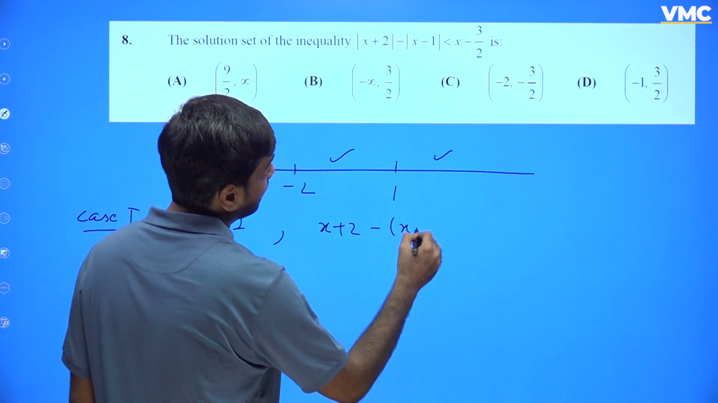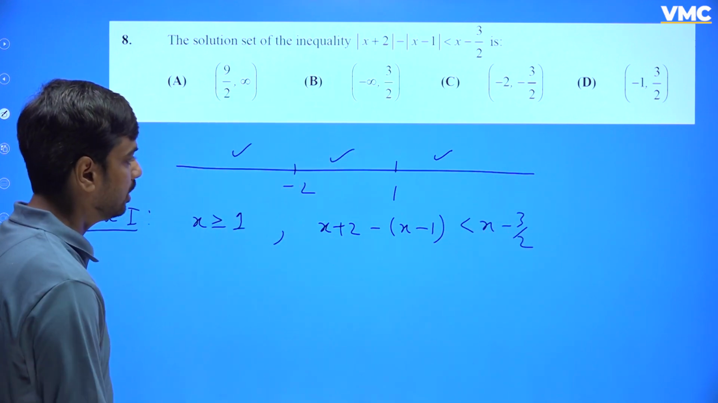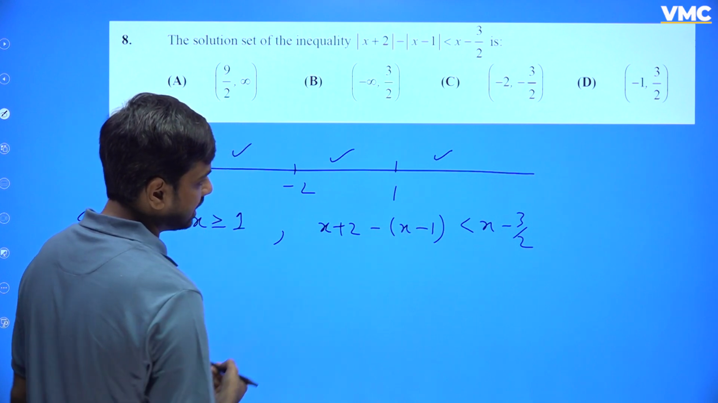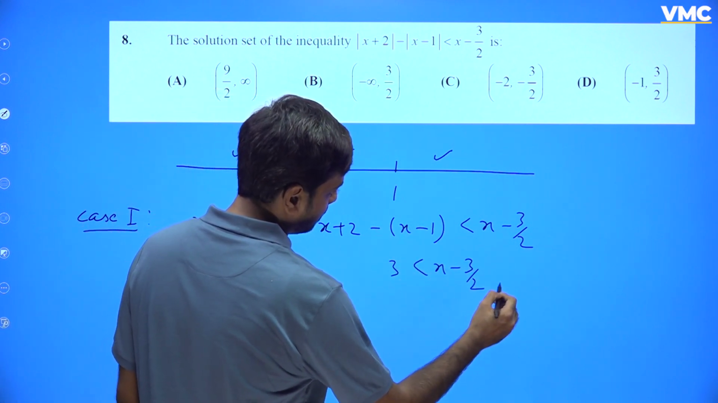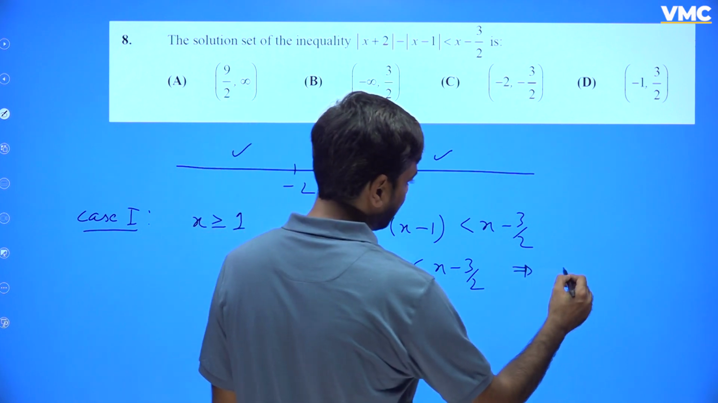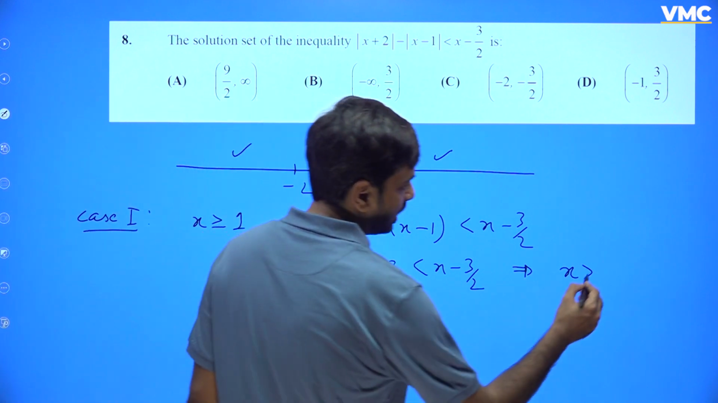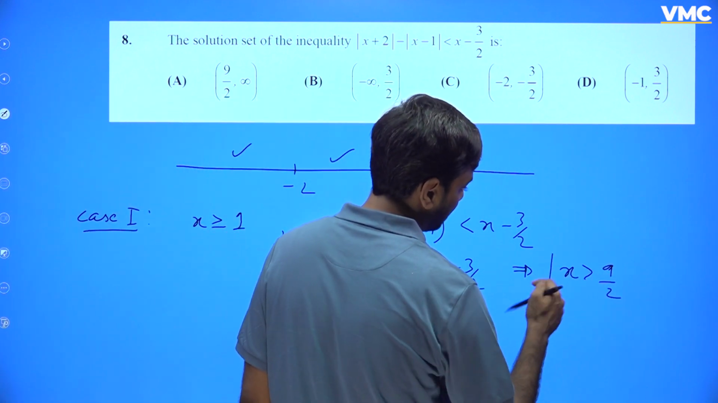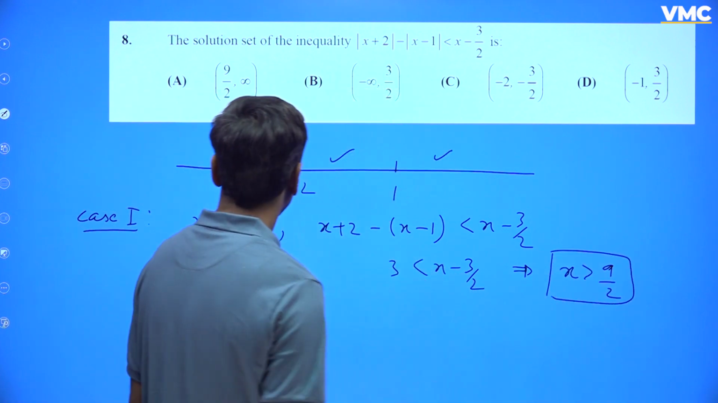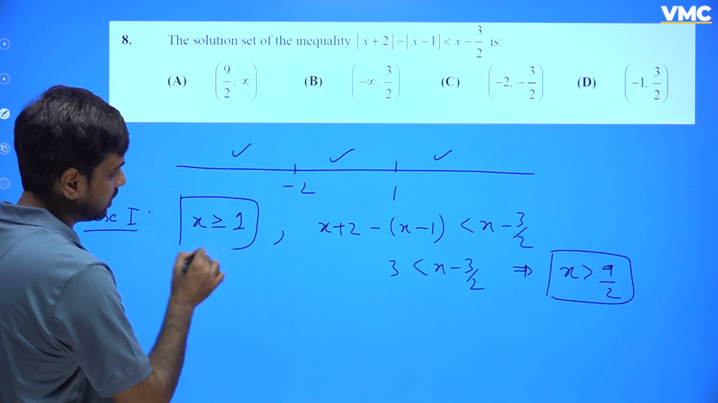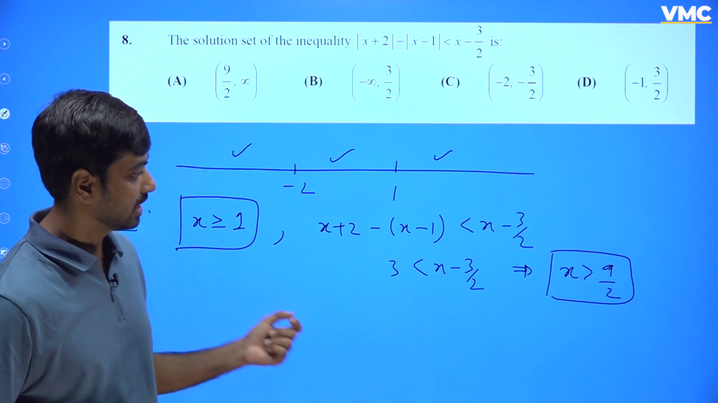So we have minus of x minus 1 less than x minus 3 by 2. So from here, x will get cancelled out. We're left with 3, something like this. When you simplify it further, bringing that 3 by 2 to the right, we have 9 by 2. x is greater than 9 by 2, right? But this is not my answer. So we have x greater than 9 by 2 and we have assumed x greater than or equal to 1. So in the first case, this is my assumption, and by assuming this, I got this.